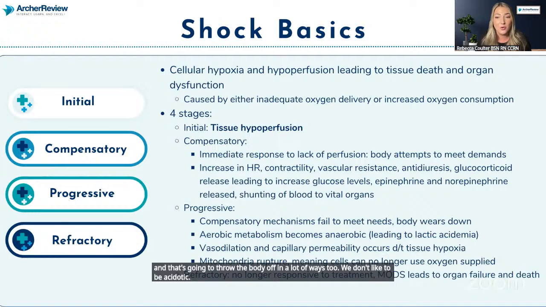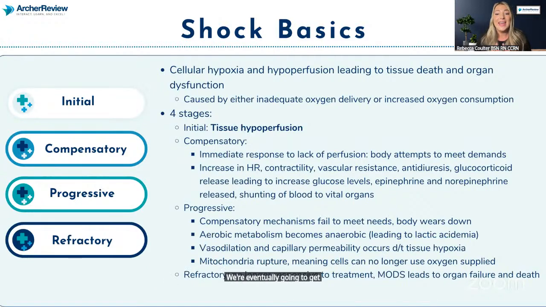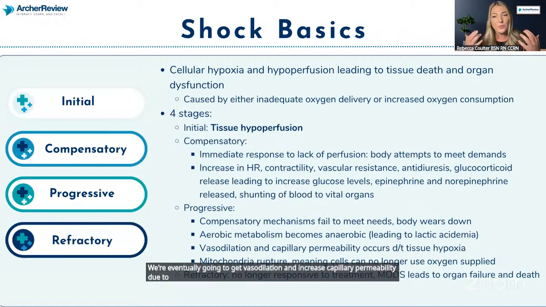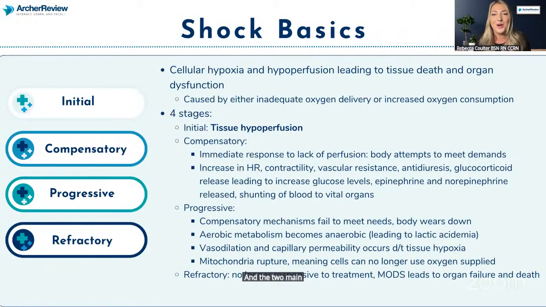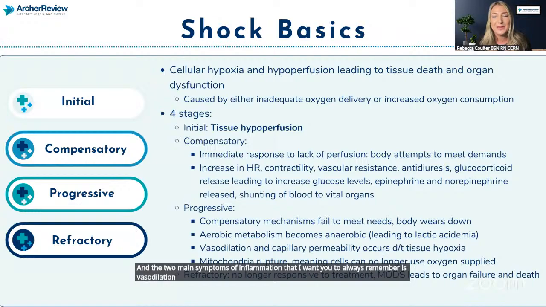We're eventually going to get vasodilation and increased capillary permeability due to tissue hypoxia. When we have this progressive tissue hypoxia, the tissue itself gets injured, and that's going to kick off an inflammatory response. And the two main symptoms of inflammation that I want you to always remember are vasodilation and increased capillary permeability. And when this is happening in a shock state, it's happening massively. We'll talk about this a lot with septic shock.